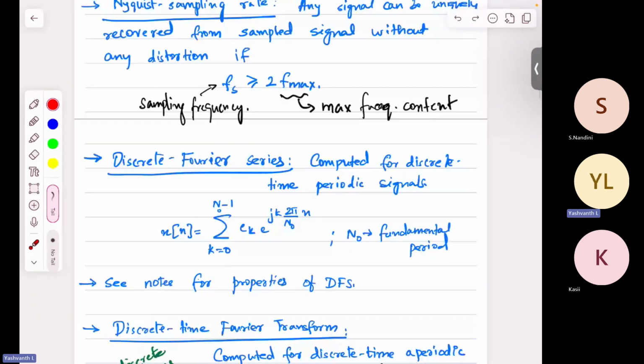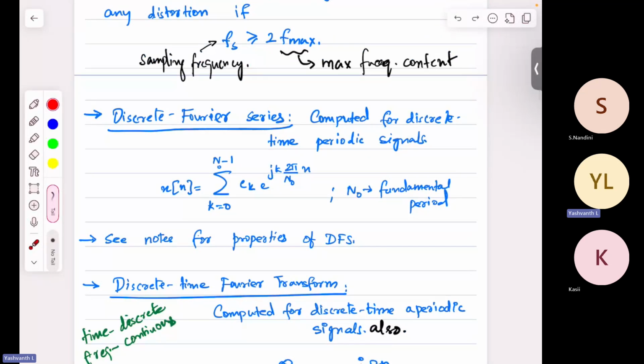Then what we saw is the discrete Fourier series. Just like how the Fourier series was studied for a continuous time periodic signal, the discrete Fourier series is studied for a discrete time periodic signal. What it says is that any discrete time periodic signal x of n can be represented as a finite summation. This is the main difference. For a Fourier series you had an infinite summation, but for a discrete Fourier series you have only a finite summation. Sum of ck e power j k 2 pi by n naught times n, where n naught is the fundamental period of your discrete time periodic signal.